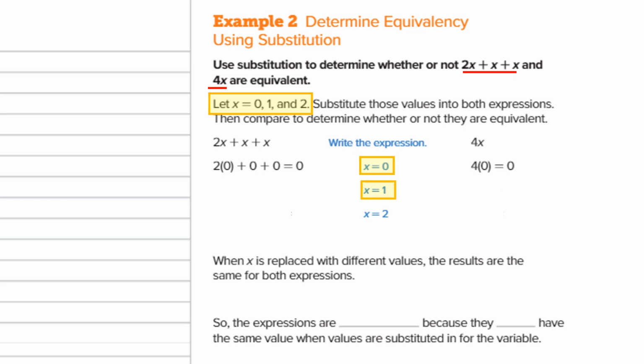Now we're going to plug in 1 for the x. And now we're going to have 2 times 1 plus 1 plus 1. Well, 2 times 1 is 2, plus 1 plus 1. So that's going to give me 4. If I do 4 times x, which once again, the x is going to be equal to 1, 4 times 1 is 4. So far, we do have to say they are equivalent. One more try. We're going to test it a 3rd time.